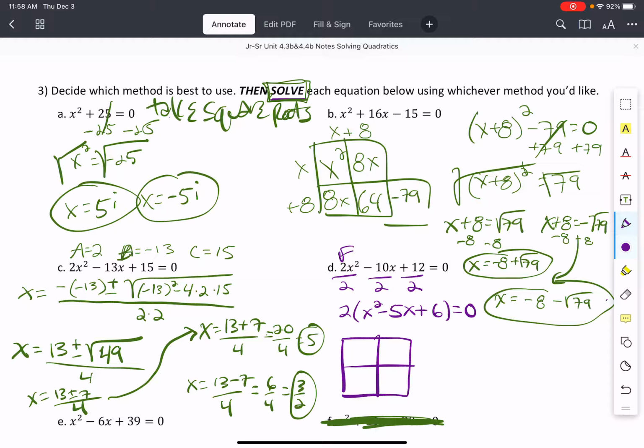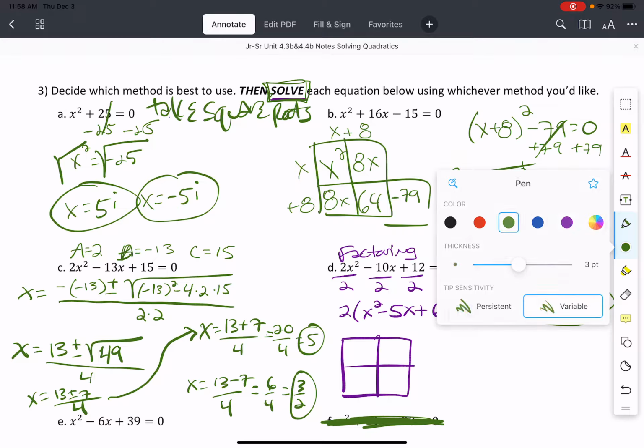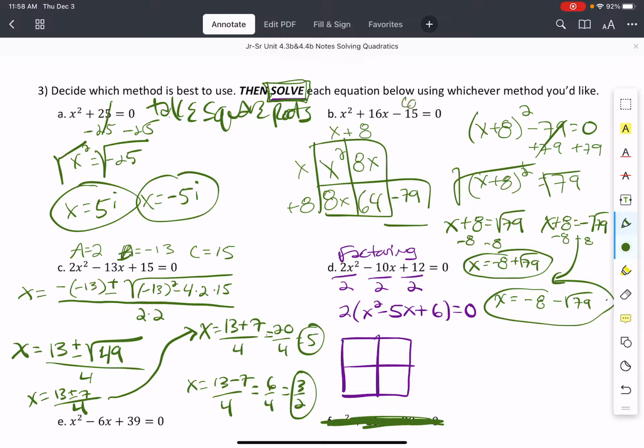So this one is factoring. Forgot to write, this one was complete the square. And this one was quadratic formula.